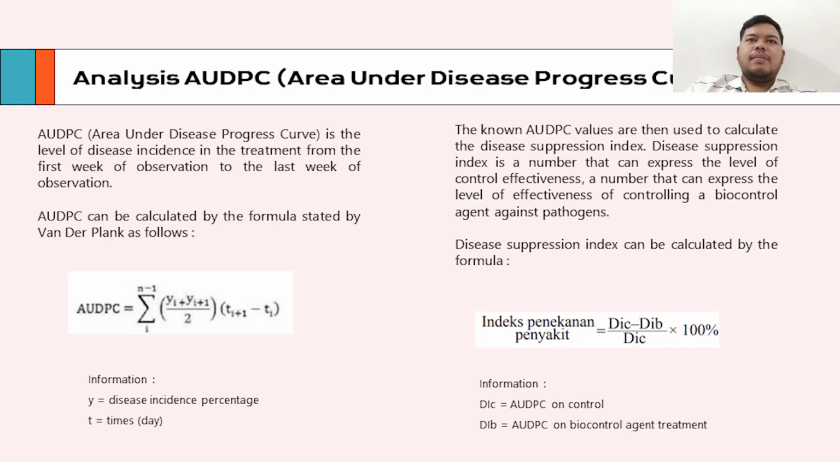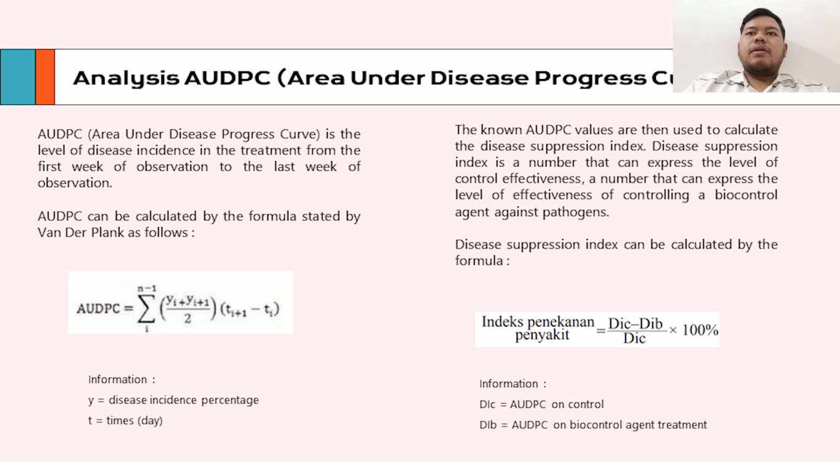Next analysis, AUDPC, area under disease progress curve. AUDPC is the level of disease incident in the treatment from the first week of observation to the last week of observation. AUDPC can be calculated by the formula stated by Van der Plank as follows. The formula you can see on the screen. Information: Y is disease incident percent, T is time or day.